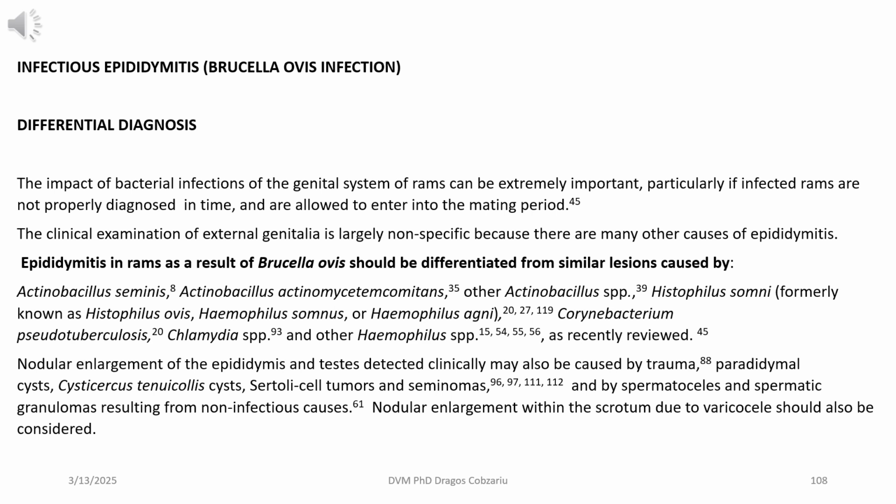The clinical examination of external genitalia is largely nonspecific because there are many other causes of epididymitis. Epididymitis in rams as a result of Brucella ovis should be differentiated from similar lesions caused by Actinobacillus seminis, Actinobacillus actinomycetemcomitans, other Actinobacillus spp, Histophilus somni, Corynebacterium pseudotuberculosis, Chlamydia spp, and other Haemophilus spp.